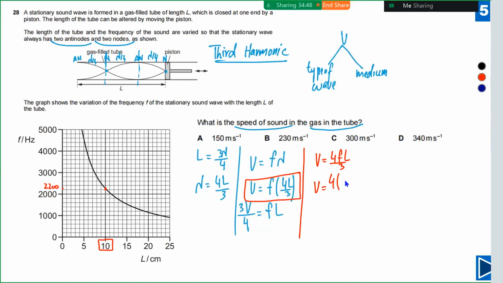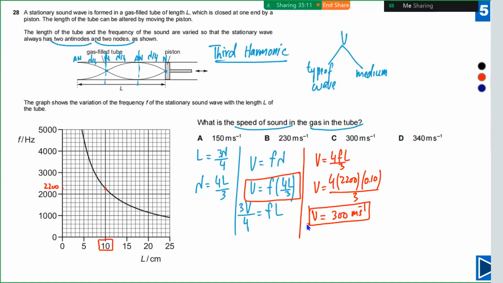We have frequency that is 2200, and the value of L, this is in centimeters. It means this is 0.10, and divided by this one. So your answer will be 300 meters per second. So this is how you need to approach this problem. I hope this one is clear to you.